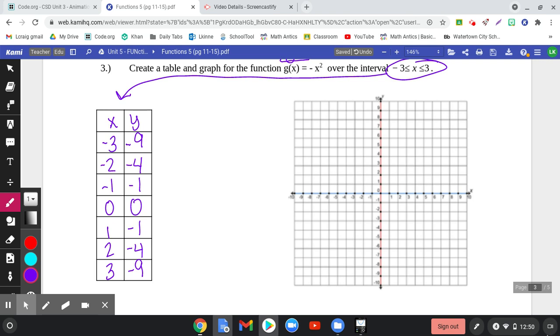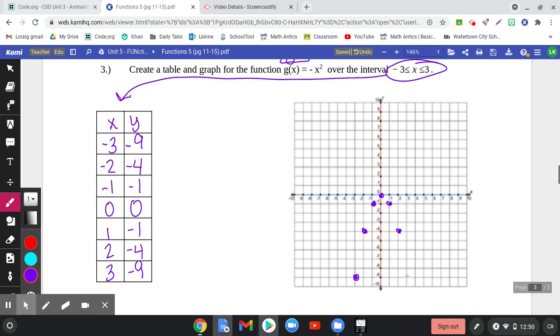Okay, so -3, -9. We're going to go back 3, down 9. -2, -4, back 2, down 4. -1, -1, back 1, down 1. 0, 0, which is our starting point, and it's called the origin. Over 1, down 1. Over 2, down 4. And over 3, down 9.